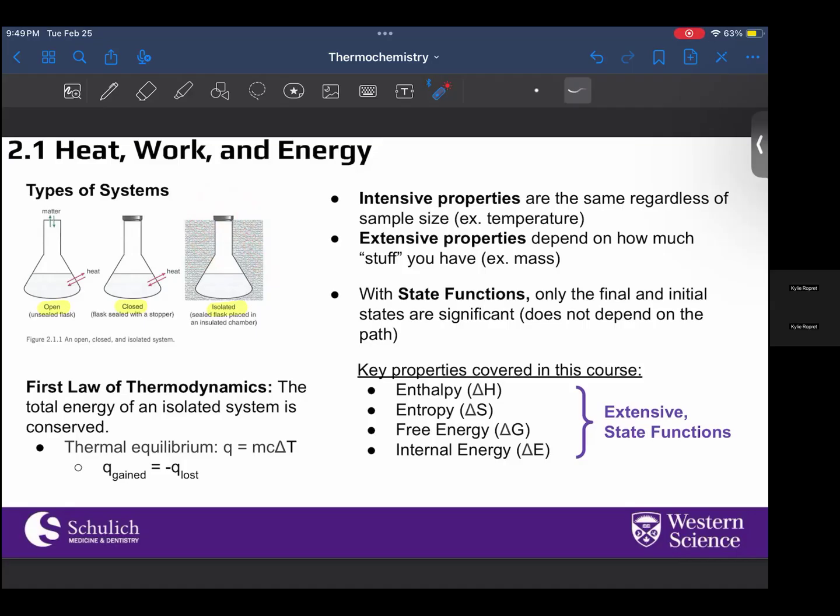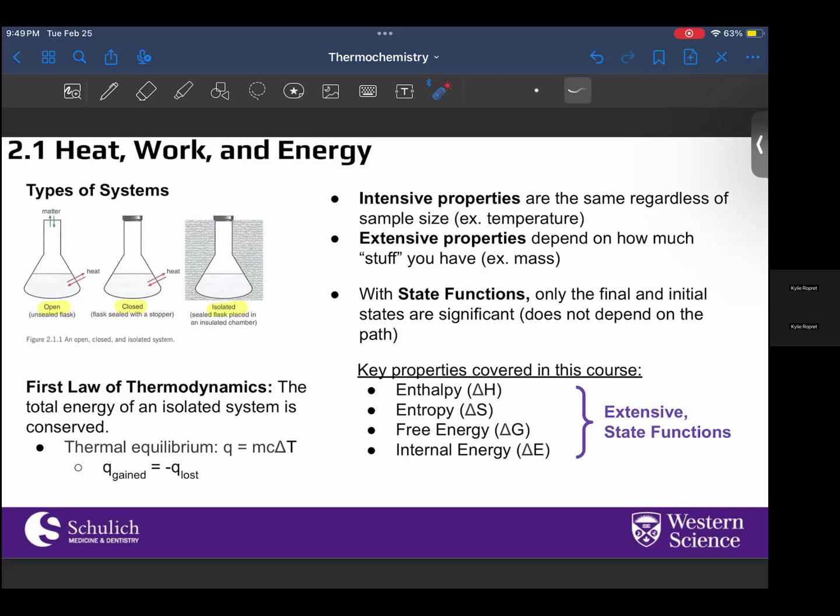Moving on, the next concept you'll want to understand is intensive and extensive properties. So these are easiest to remember if you think of examples. Intensive properties are the ones that are the same regardless of sample size. So temperature makes a lot of sense here, because whether you have a big pot of boiling water or just a little cup, the temperature is the same. It's still 100 degrees Celsius.